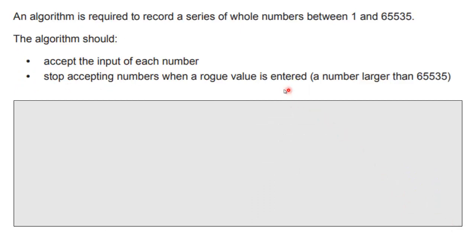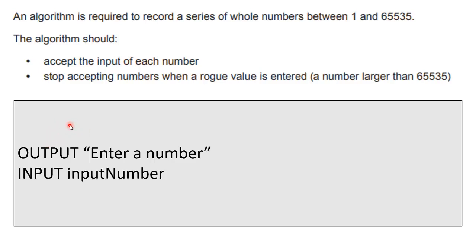Okay, so let's start writing some more parts of these algorithms. I've taken out all the declares at the top just so we've got more room, but imagine that they're still there at the top. So our algorithm is required to record a series of whole numbers. It should accept the input of each number, and stop accepting them when a rogue value is entered. So to start with, we're going to need to tell them to enter the number. So we need to output a string literal or some text to the screen. So something in speech marks basically. I've put output in capitals. You don't have to, I just think it stands out nicely. It shows the examiner that you understand you need to output something to the screen. We then need to store that somewhere. So that's where our input number variable comes in.